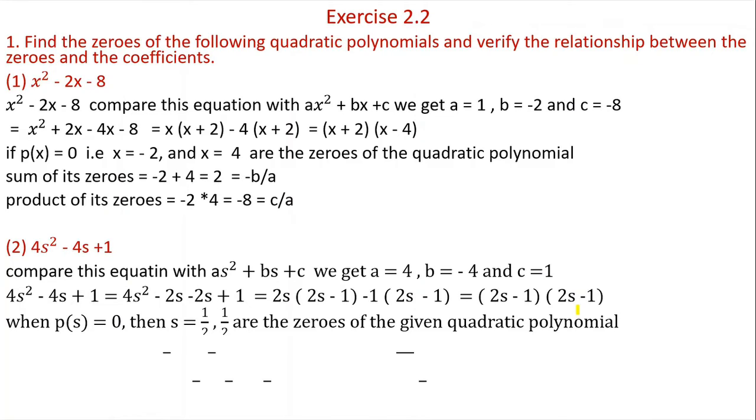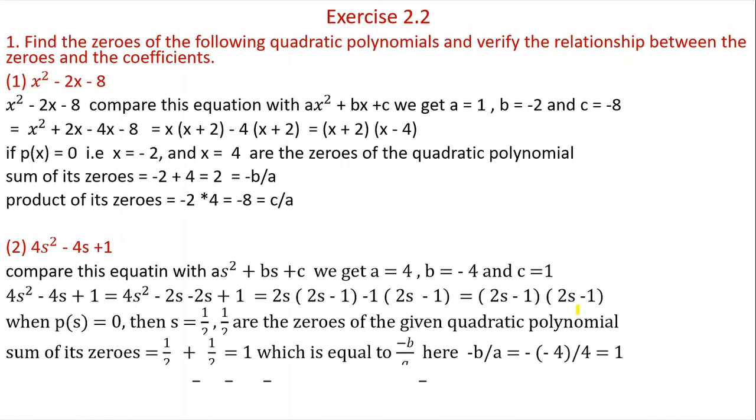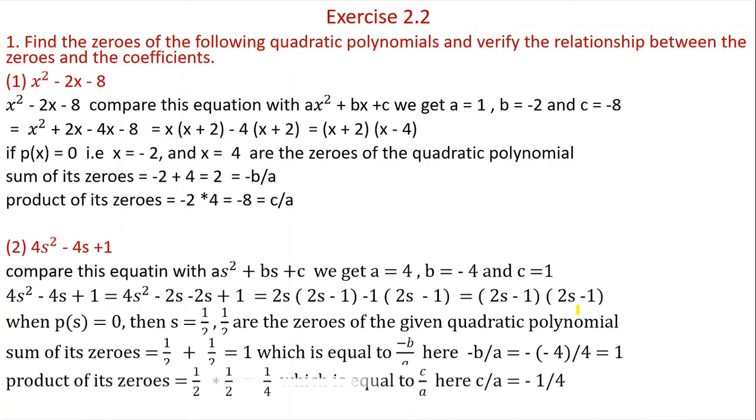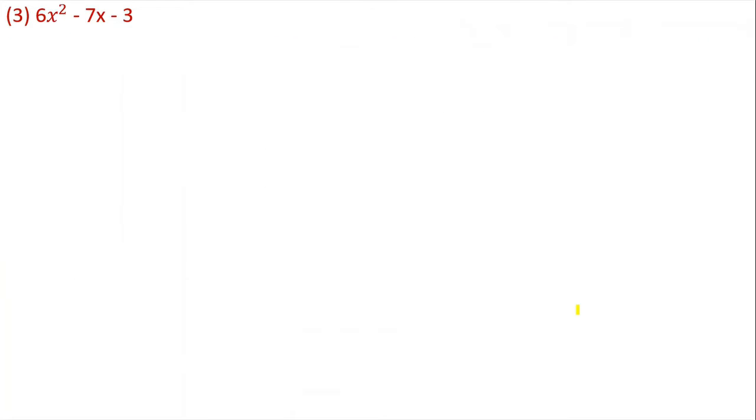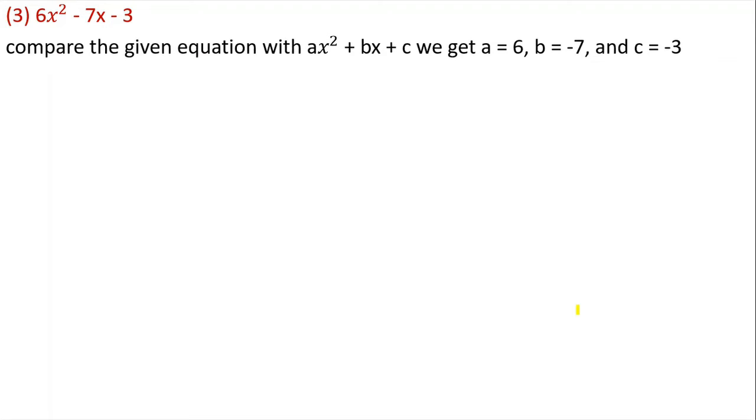Now, if you want to verify the relationship between the zeros and the coefficients, we know that the sum of the zeros is equal to minus b by a, and the product of the zeros is equal to c by a. Third problem. 6x square minus 7x minus 3. Let us compare this with the standard form ax square plus bx plus c. Then we are getting the values of a, b and c as a is equal to 6, b is equal to minus 7 and c is equal to minus 3.